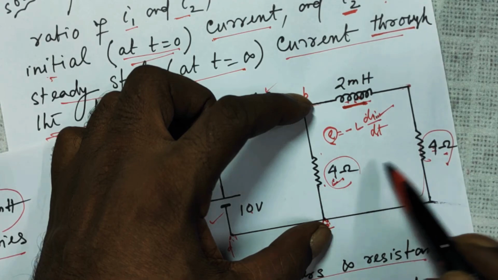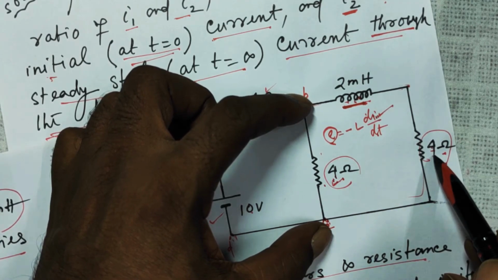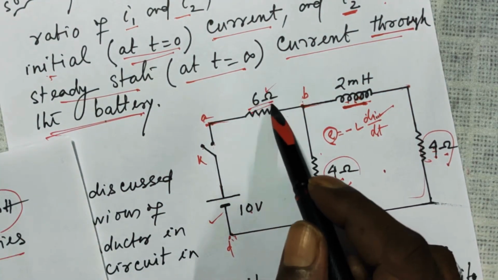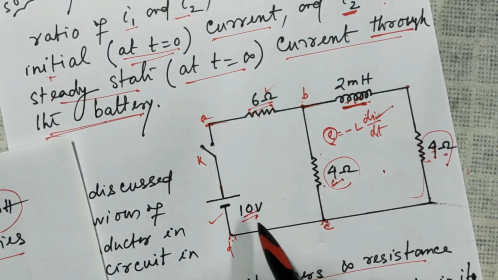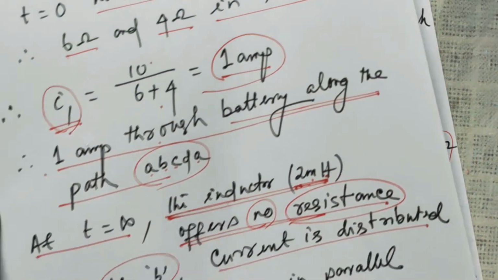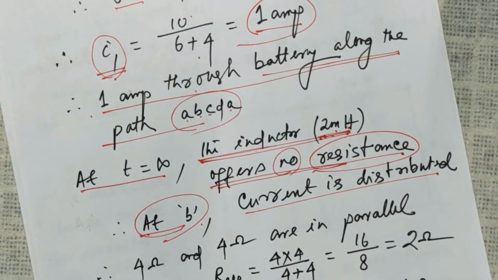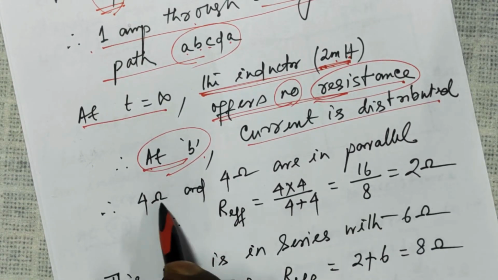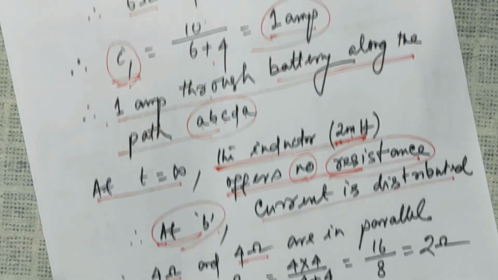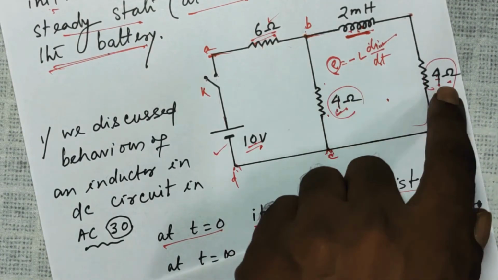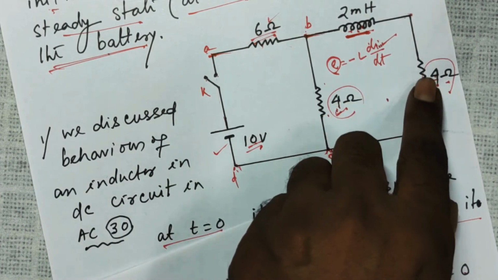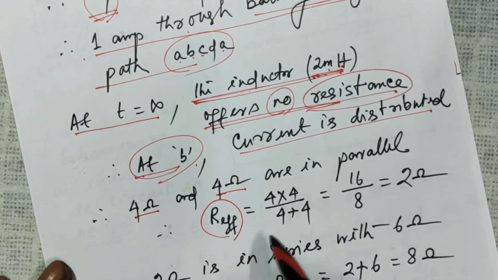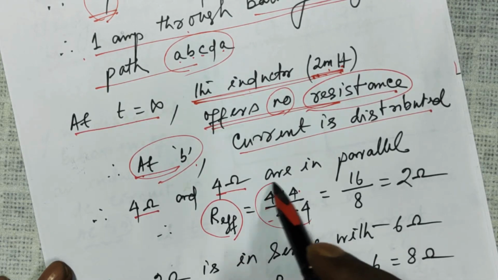So the effective of these two, we have to find out first, and that effective is in series with this 6 ohm, and there is a 10 volt battery. So to find I2, that is at infinity, the current distributes at point B. The 4 ohm and 4 ohm, these two 4 ohms, in fact there are two 4 ohms only, no other 4 ohm. These two 4 ohms are in parallel. So effective of these two 4 ohms is 4 into 4 by 4 plus 4.